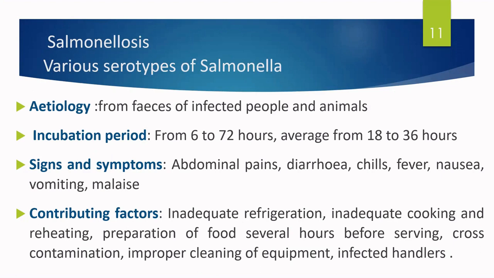Salmonellosis. Various serotypes of salmonella are the causative agent for salmonellosis. Etiology is from feces of infected people and animals. The incubation period is from 6 hours to 72 hours and average from 18 to 36 hours. Signs and symptoms include abdominal pain, diarrhea, chills, fever, nausea, vomiting, and malaise. Contributing factors are inadequate refrigeration of food, inadequate cooking and reheating, preparation of food several hours before serving, cross-contamination, improper cleaning of equipment, infected handlers, etc.